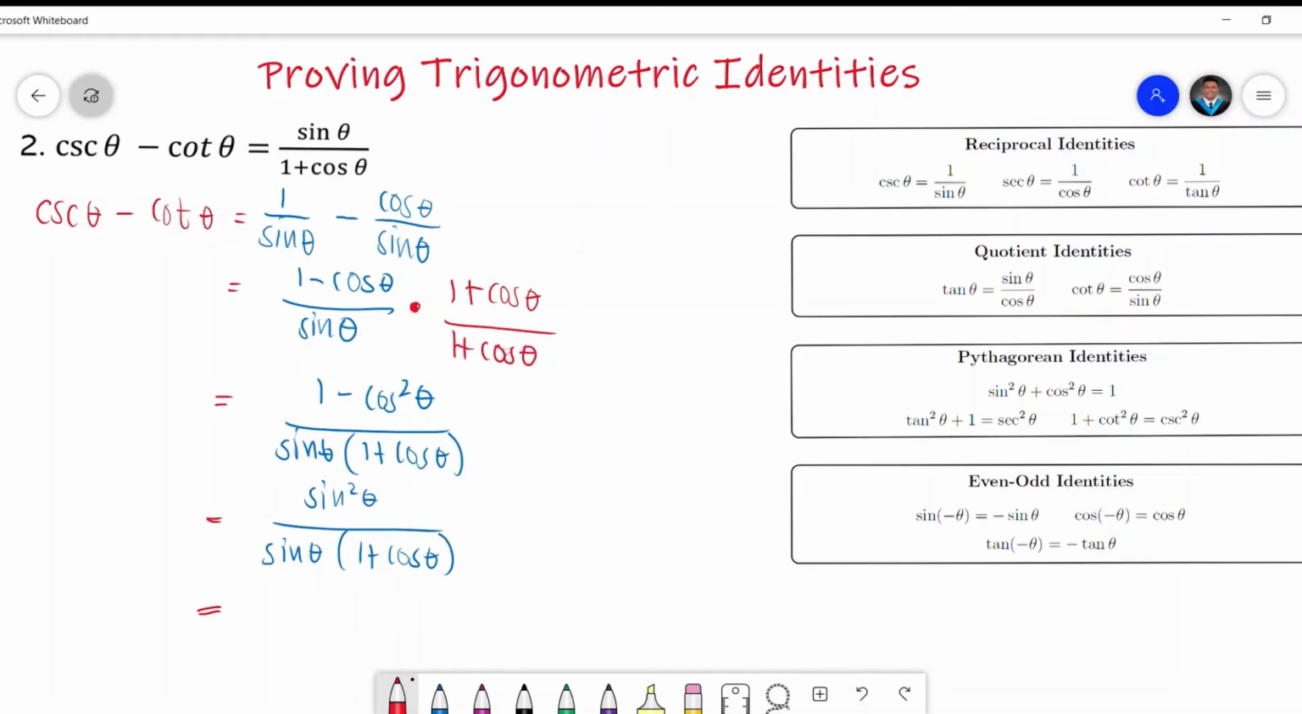Dividing this one, the sine theta in both numerator and denominator is cancelled out. So we are left with sine theta over 1 plus cosine theta. And that concludes our proof that cosecant theta minus cotangent theta is equal to sine theta over 1 plus cosine theta.